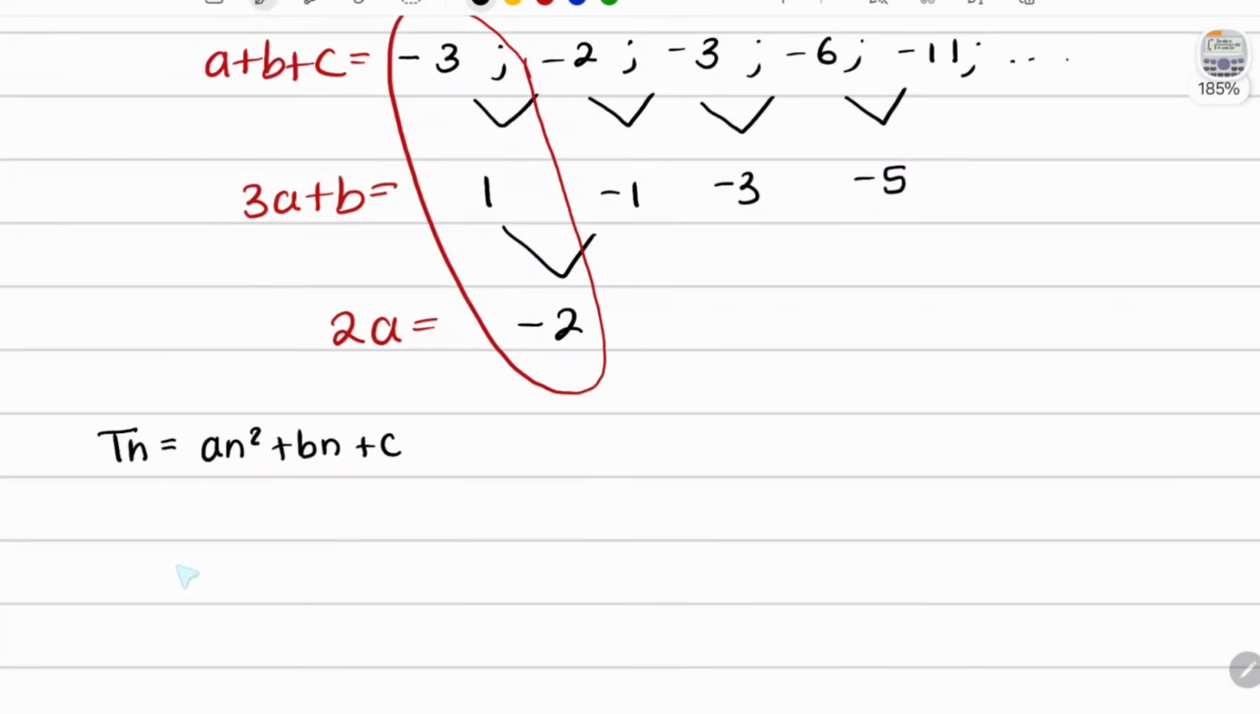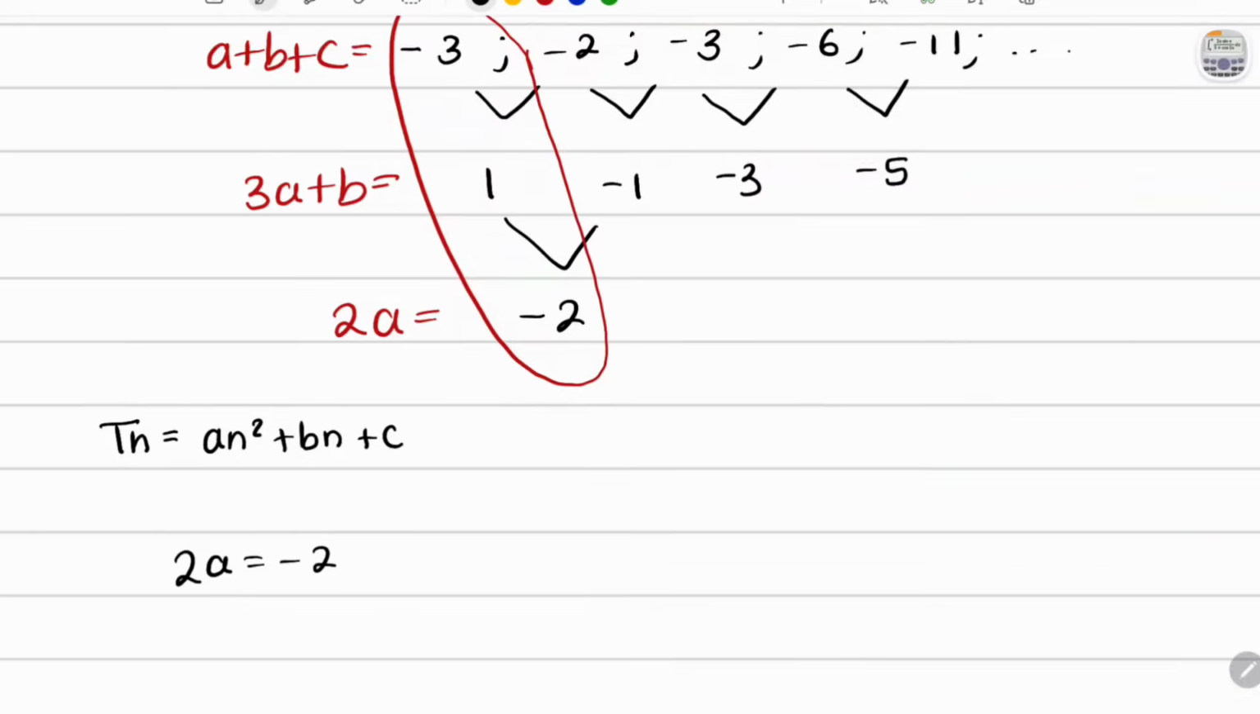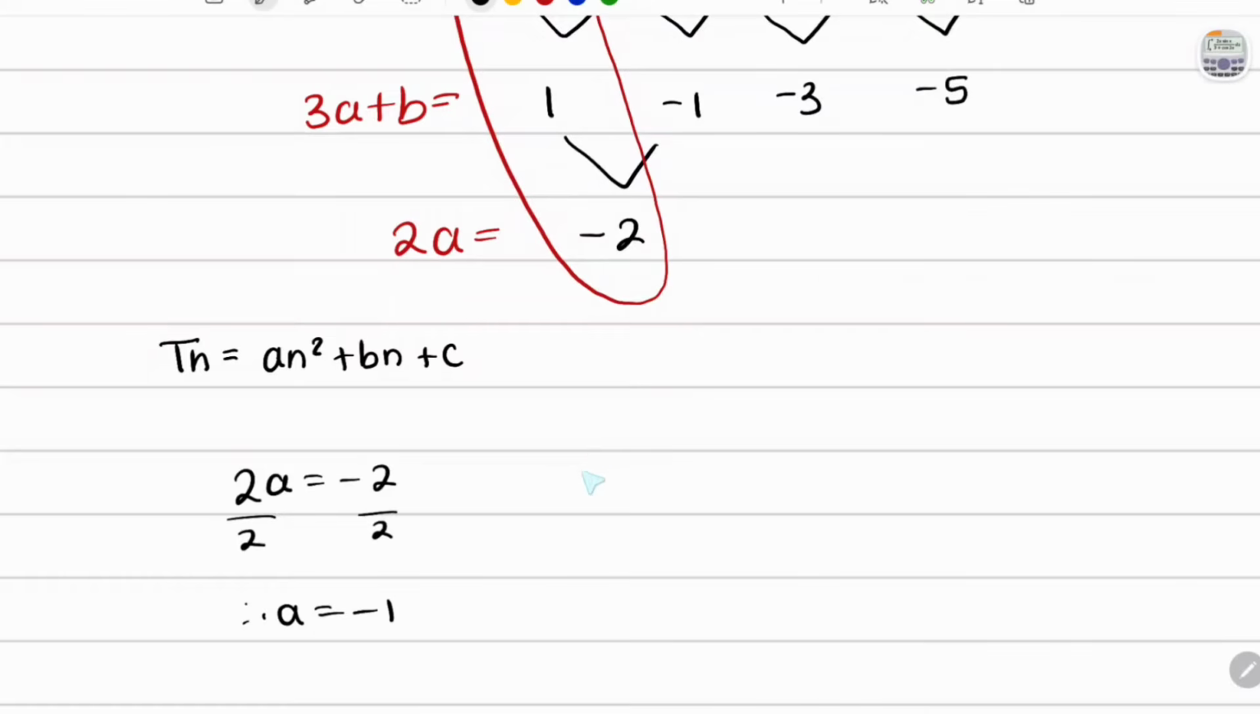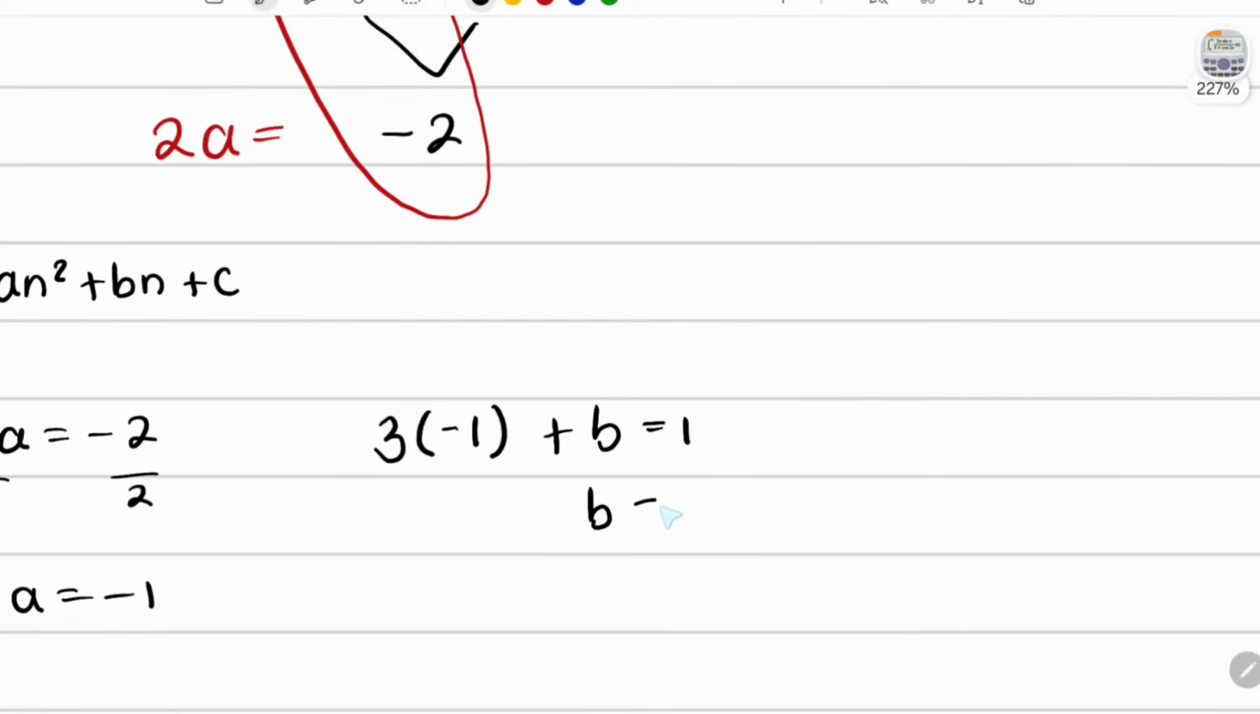So we're going to tell them that 2A is equal to negative 2. Solve for A, and we'll divide both sides by 2. Therefore, A is equal to negative 1. And then to find B, we're going to say 3A plus B, but we already know what A is. It's negative 1. So 3 times negative 1 plus B is equal to our 1 over there. Then we know B is equal to 1, and 3 times negative 1 is negative 3, and taking that negative 3 over becomes a positive 3. So 1 plus 3 is 4.